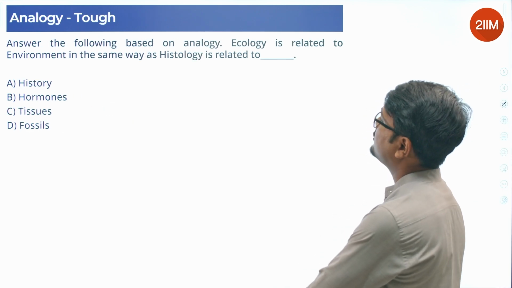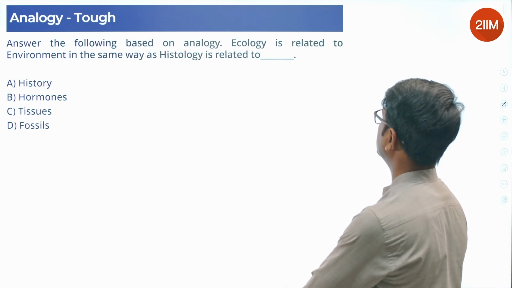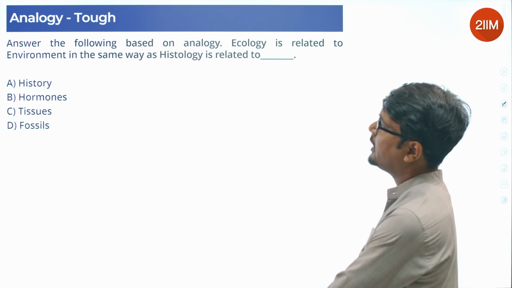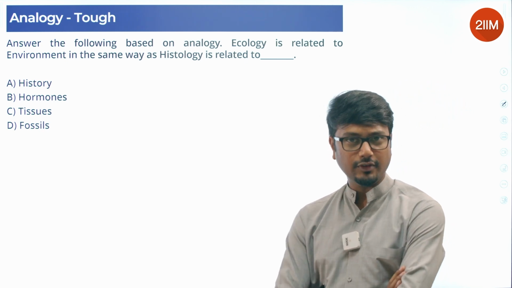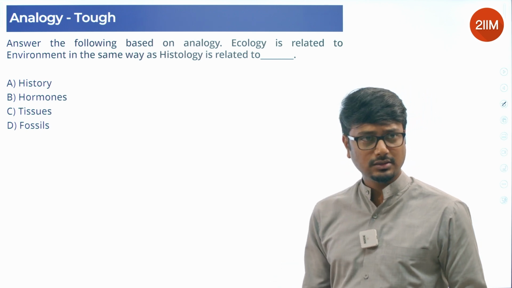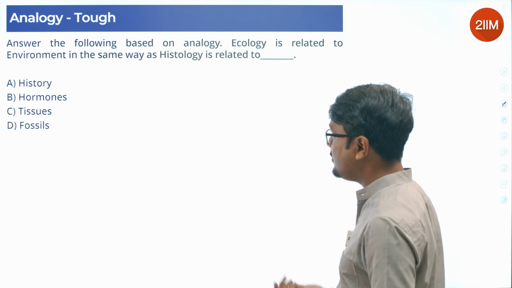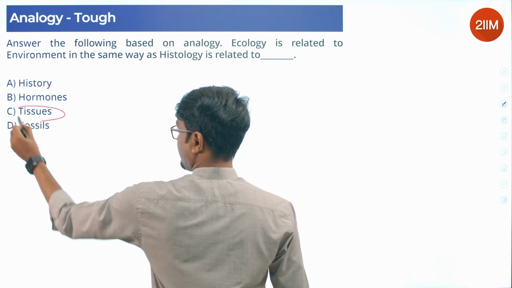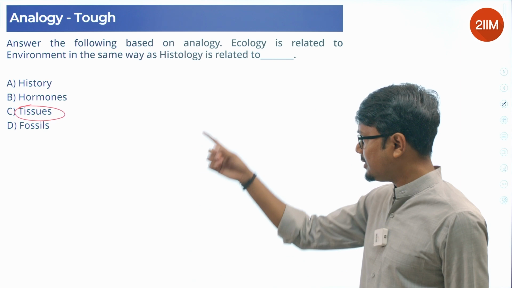Analogy. Answer the following based on the analogy. Ecology is related to environment. Ecology is the study of environment. In the same way, histology is related to... Histology is the study of tissues. We have the answer: tissues. That should be the answer, but we'll verify with the other options.